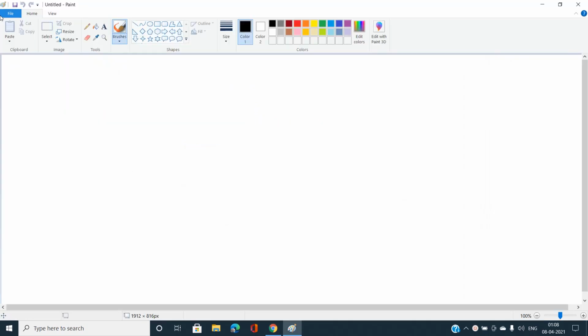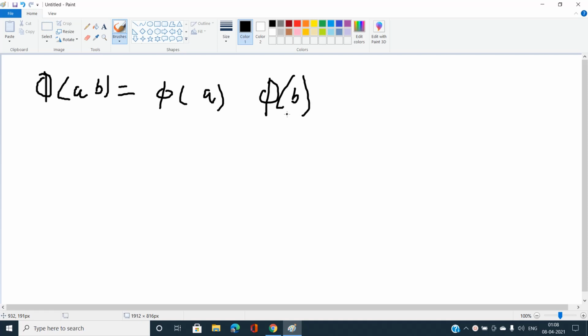In one of the properties that I have already mentioned, I'm going to write it clearly: phi of some number A into B can be written as phi A into phi B, where A and B are co-prime numbers with respect to each other.